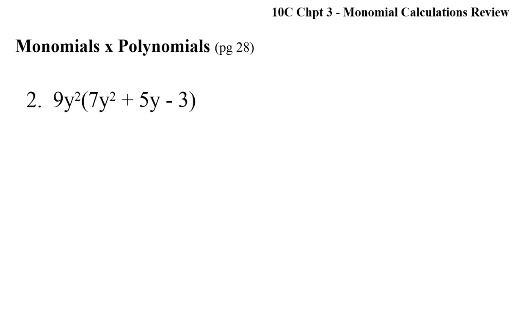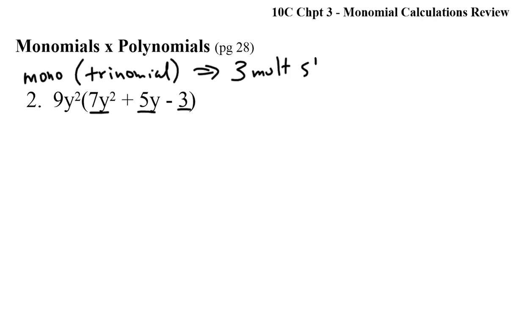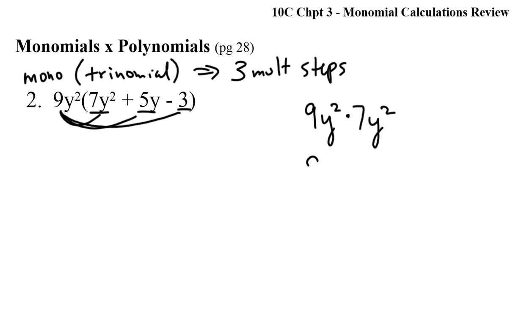So if we take a look at question number 2 on page 28, how many multiplication steps will there be here? Well, what we have is the monomial 9y squared times a 3-term trinomial, and that means we're going to have 3 multiplication steps. That's what you're going to have to do. 9y squared will have to multiply 3 times. I wouldn't expect to see all this work. You need to become proficient at it, but here's the 3 multiplications that would occur.